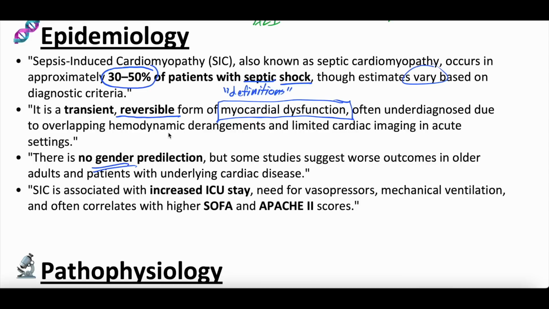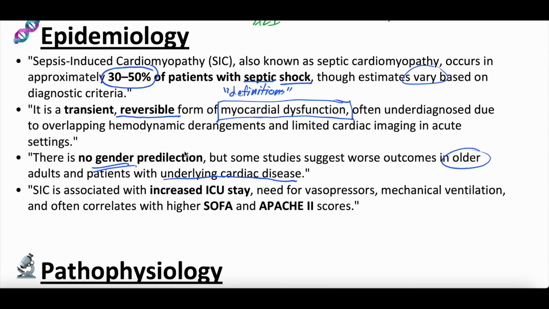It doesn't seem like it affects males or females more or less. But older adults, no surprise, do seem to have worse outcomes, as well as anyone with underlying cardiac disease. Both these things make sense, right? If you're older and more comorbid, you probably are not going to fare as well when you get damage to your heart. If you have underlying heart disease already, you're probably not going to fare as well to get kind of the second hit from septic shock.